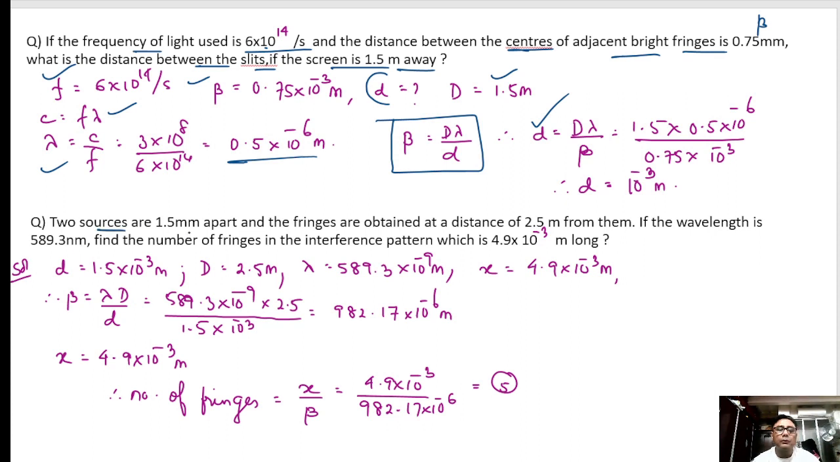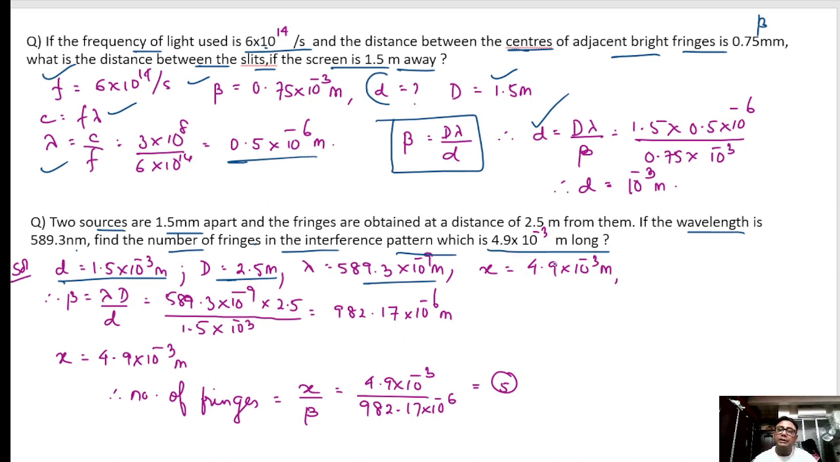Two sources are 1.5 millimeter apart. So this is the d given. Fringes are obtained at this distance, so this is capital D given. The screen distance and wavelength of light are given. If the wavelength is this many nanometers, find the number of fringes in the interference pattern, which is 4.9 meter long.